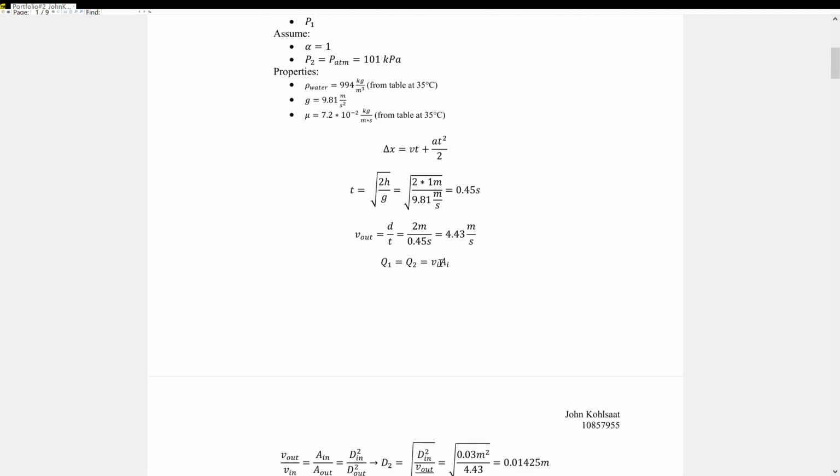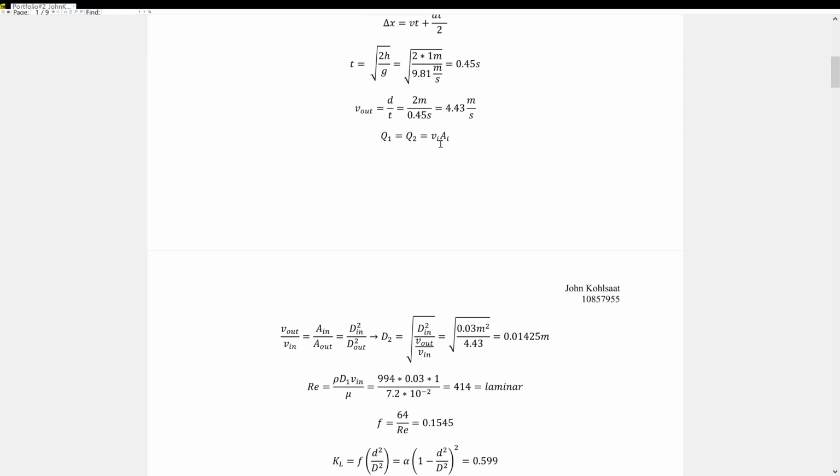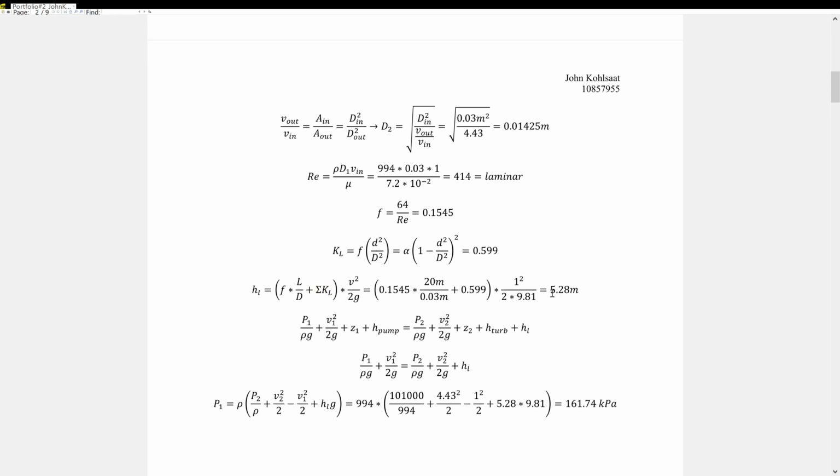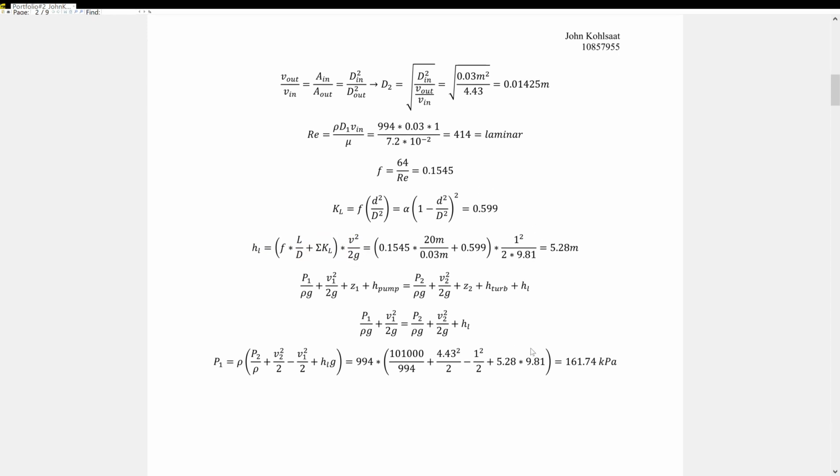Via that, we can find the exit area by the ratio of the velocities. So we have the outlet velocity and the inlet velocity, as well as the inlet area. And we get an exit area, or an exit diameter, of 0.0425 meters. From that, we can get the Reynolds number, confirm that it is laminar, so we can then calculate the friction factor and the KL from the sudden contraction. We get that to be 5.2, the head loss from the friction factor to be 5.28 meters. Plug that into a Bernoulli's balance, and we get an inlet pressure necessary of 161.74 kPa.